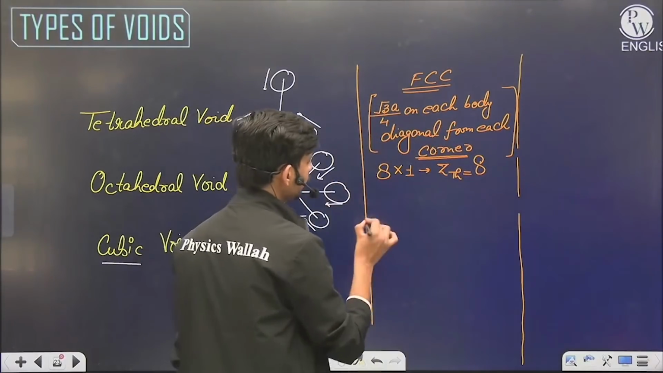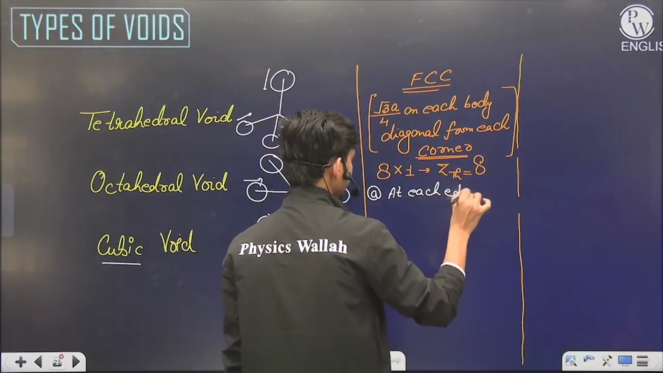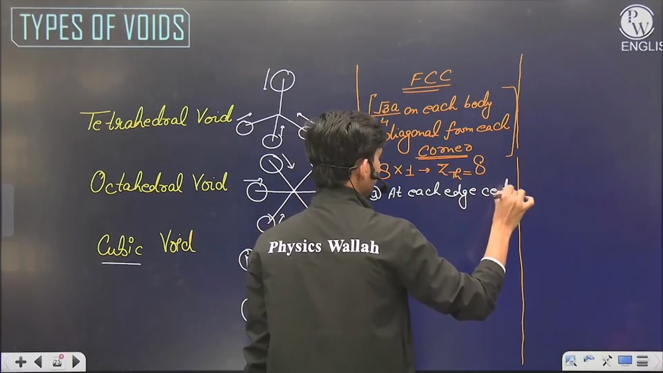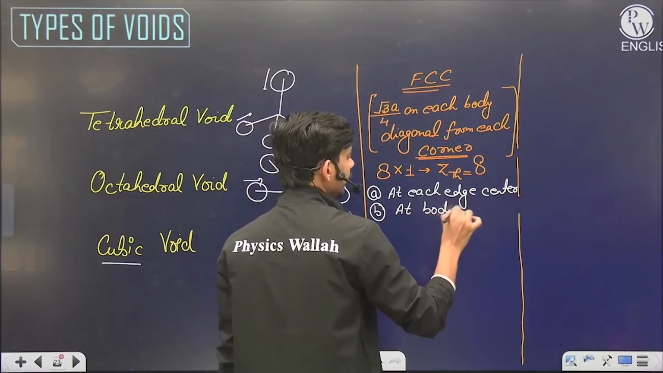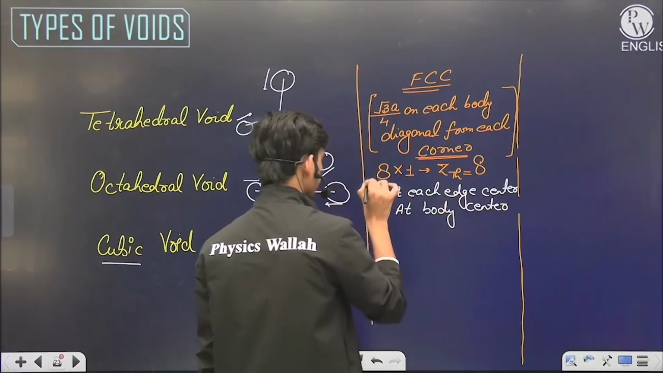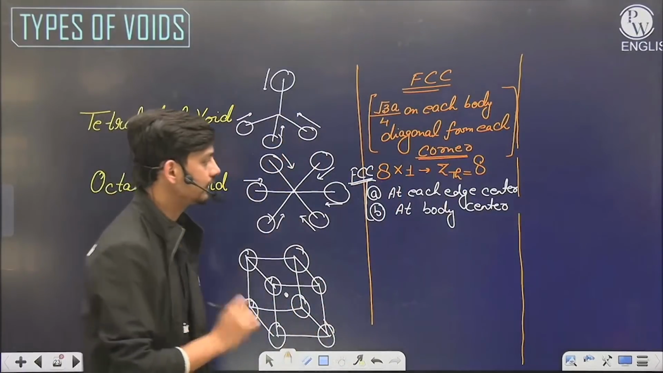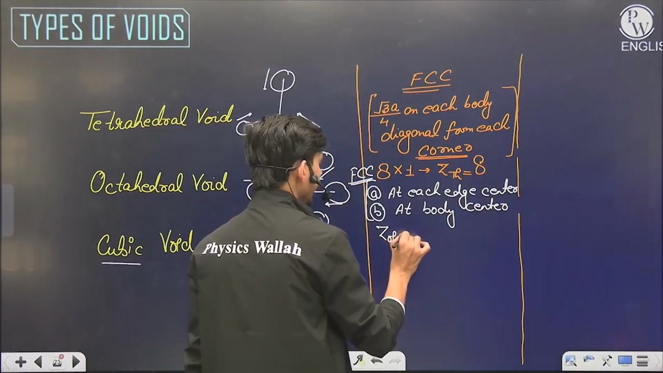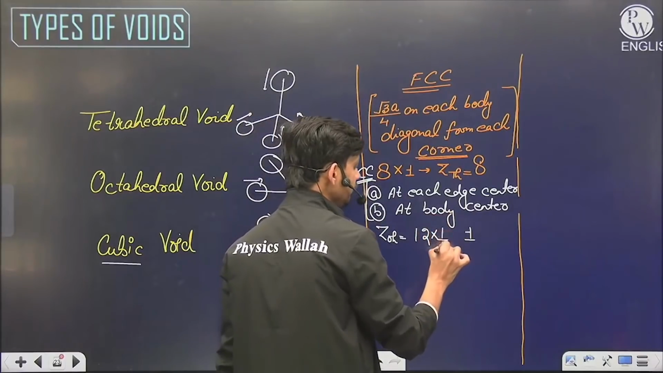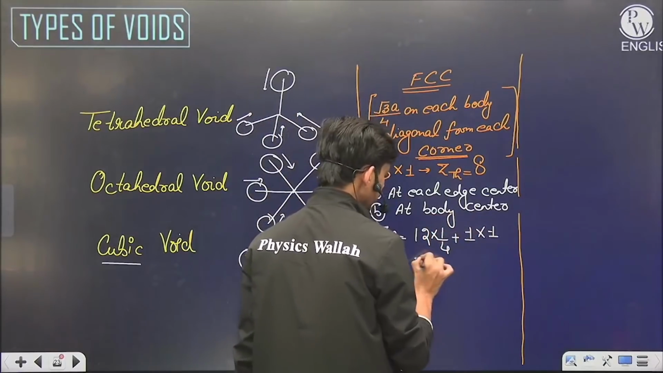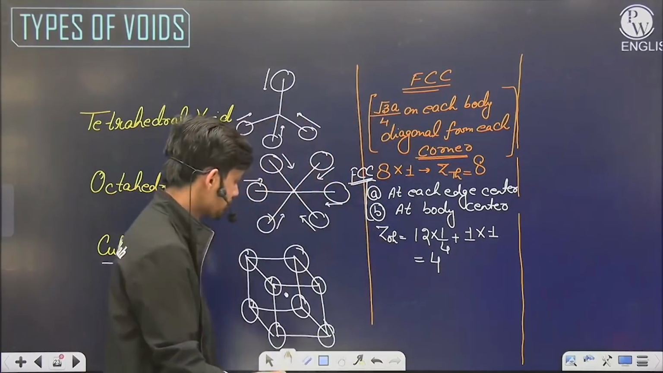For octahedral void, we have 2 positions. One is at each edge center, and there are 12 edge centers. Another is at the body center. So octahedral void is formed in an FCC cell at the edge centers and at the body center. Edge centers are 12 and body center is 1. The contribution of each edge center is 1/4 and the contribution of the body center is 1. So effectively we have only 4 octahedral voids in an FCC unit cell.